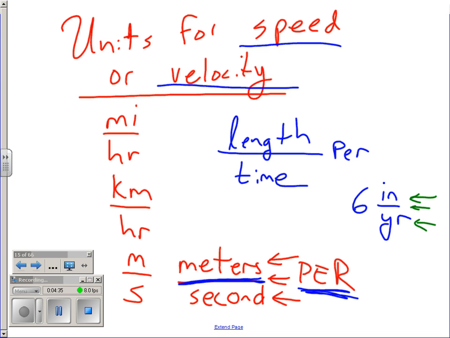Okay, so there's a lot of different units you can use to measure speed and velocity. These 3 that I've labeled over here are the ones that we'll use most commonly. Eventually, after we get a little farther into this chapter, we're going to almost exclusively use this guy, meters per second. Okay, so moving on.